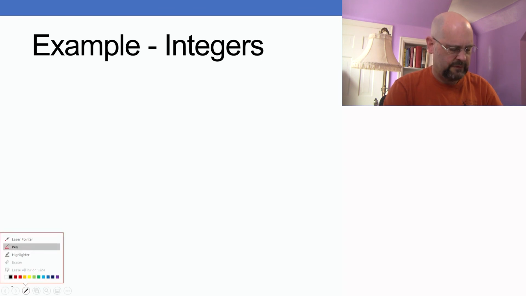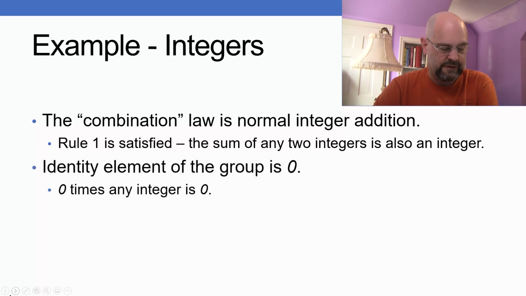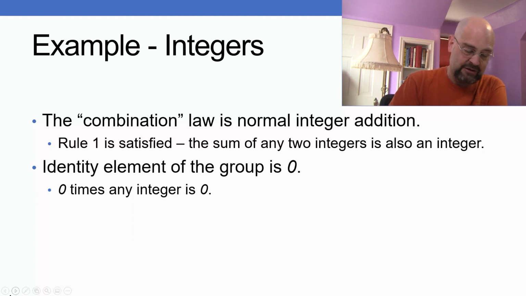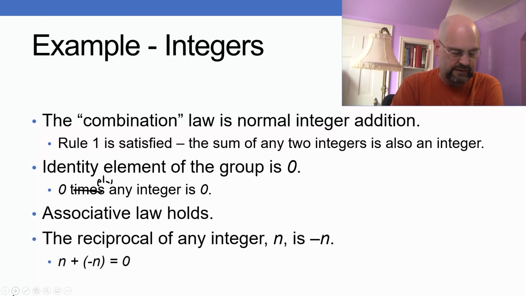And finally, I used the example of integers. The combination law is normal addition of integers, so rule 1 is satisfied. The identity element of the group is 0, that is, 0 plus any integer. The associative law does hold, and the reciprocal of any integer n is minus n. And that's all we have for basic ideas of group theory. Next lecture we'll have is on group multiplication tables.